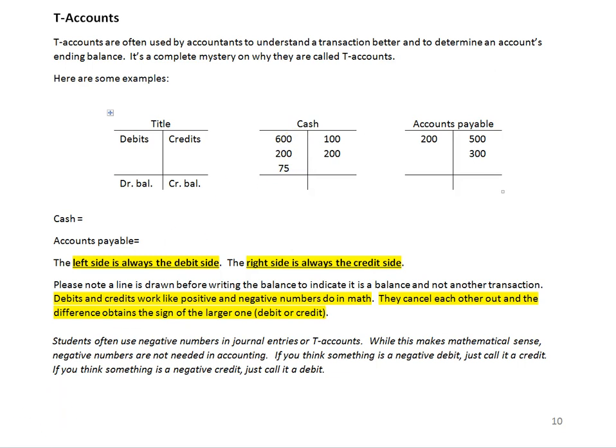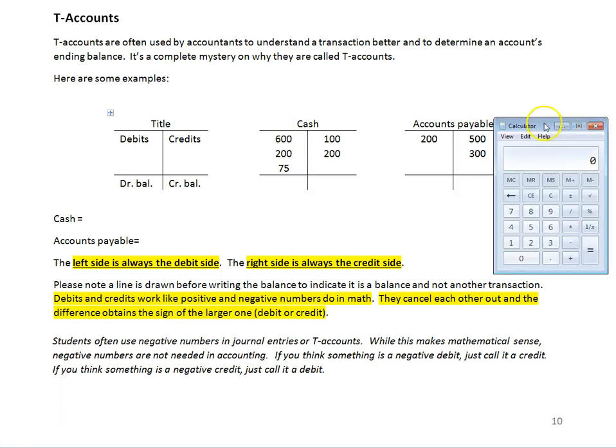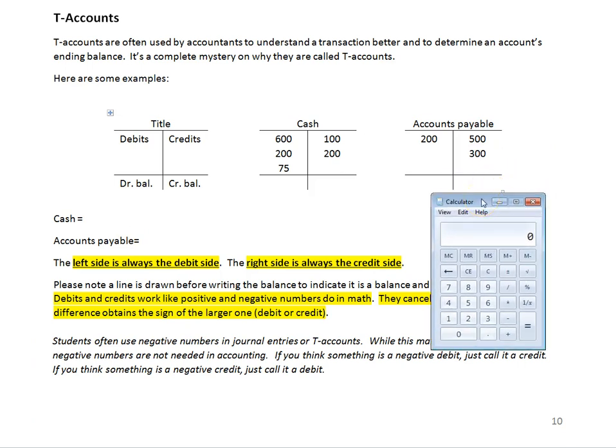All right, let's see if we can solve this for cash. On the debit side, we're going to have 600 plus 200 plus 75. So we're going to have a total of 875 on this side. On the credit side, we're going to have 100 plus 200, which is 300. So we have 875 on the debit side. We're going to have 300 on the credit side. What we can do then is subtract the two, 875 minus 300. And you get 575.